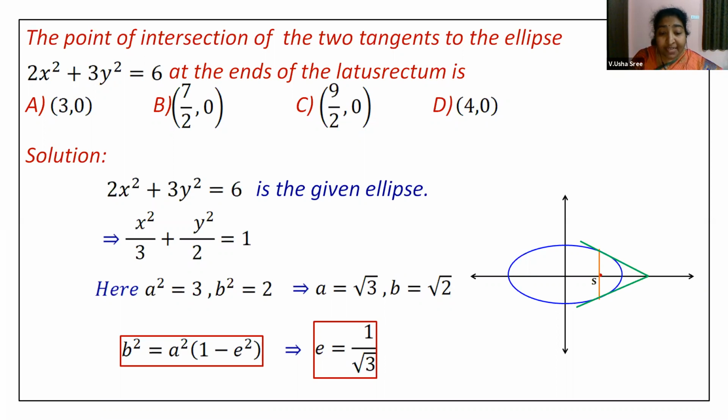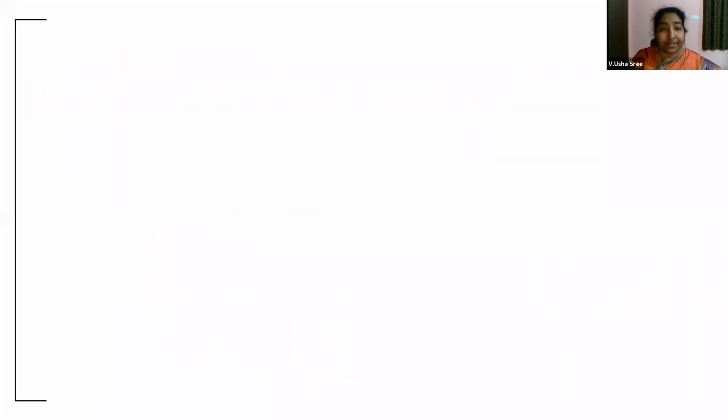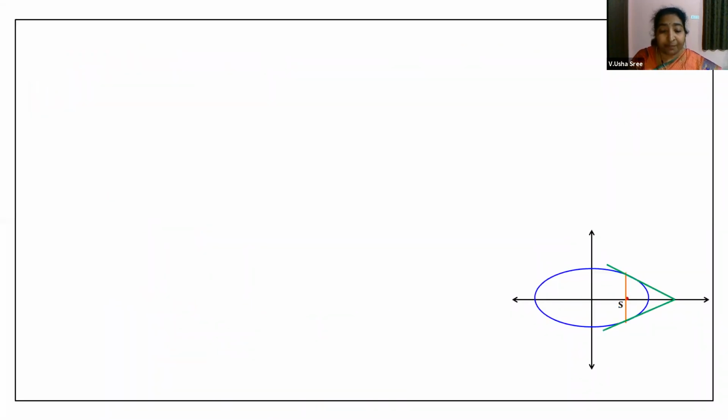Okay, now he is asking you to find the point of intersection of these two tangents. These two tangents are meeting at one point. What is the point of intersection of this? This is the question. Okay, right. Now this is the diagram what we have.